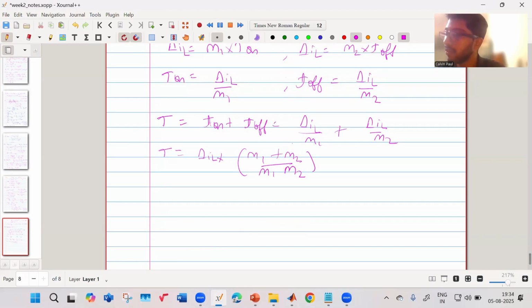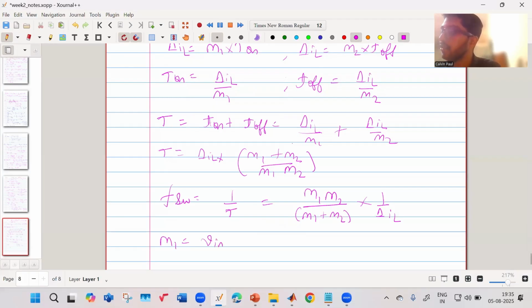Now, switching frequency is 1 upon T, that is equal to M1 into M2 upon M1 plus M2 into 1 upon delta IL. Okay. Now, what is your M1? Is V in upon L. Your M2 is actually V output minus V in upon L. Right. Your M1 plus M2 is equal to V in plus V output minus V in again. So that is equal to V output by L. Right. That you have to substitute.